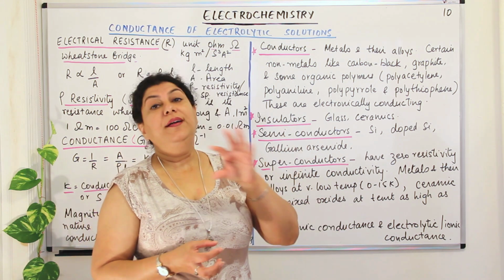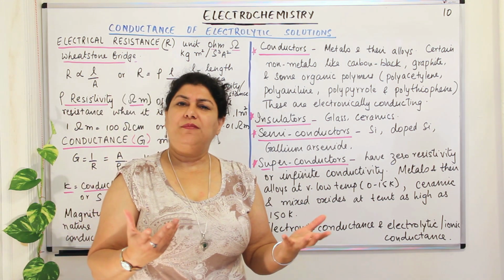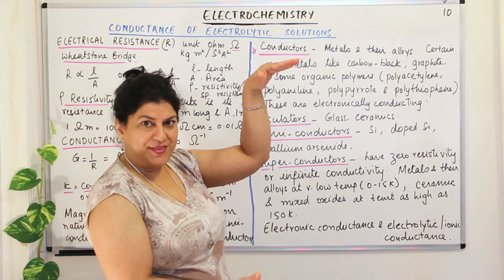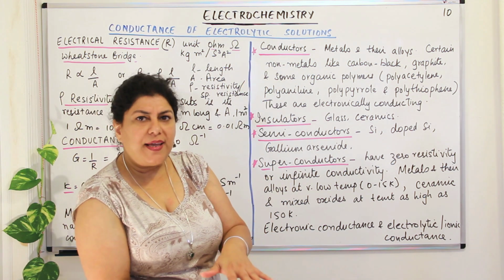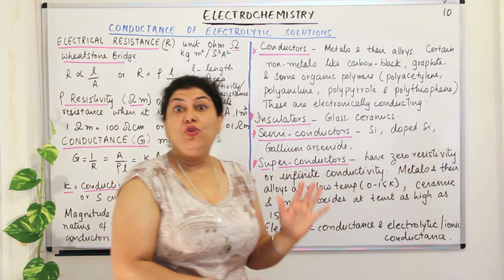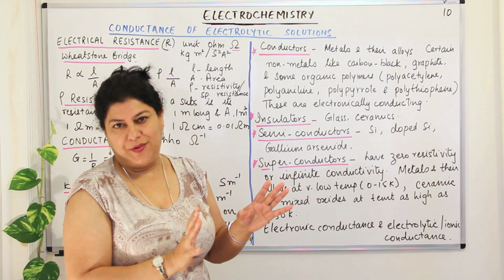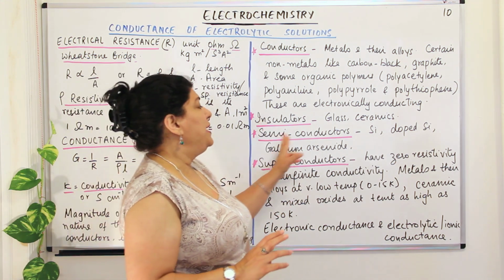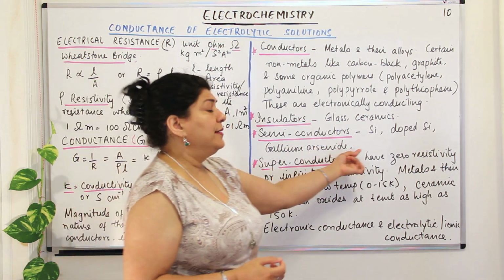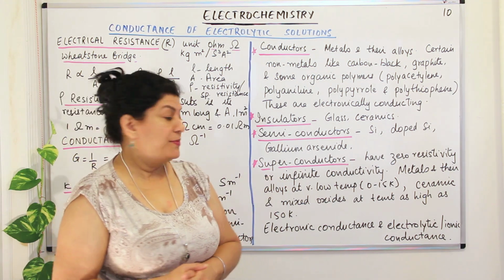Now comes a third category, which is semiconductors. As the name suggests, their conductivity lies between conductors and insulators. Neither are they insulators nor are they conductors. They do not conduct electricity readily, but they do not absolutely not conduct either. They do somewhat conduct electricity. So we would say they are semiconductors. They are in between. Examples of these are silicon, doped silicon, and gallium arsenide.